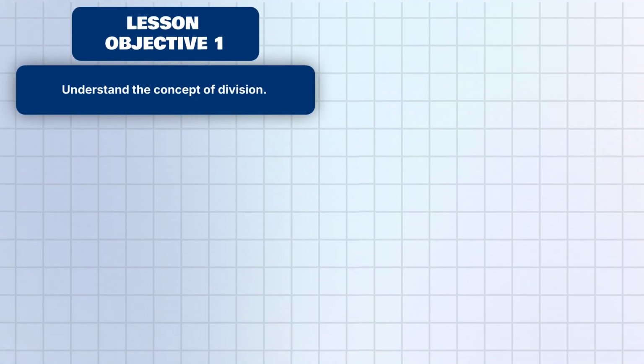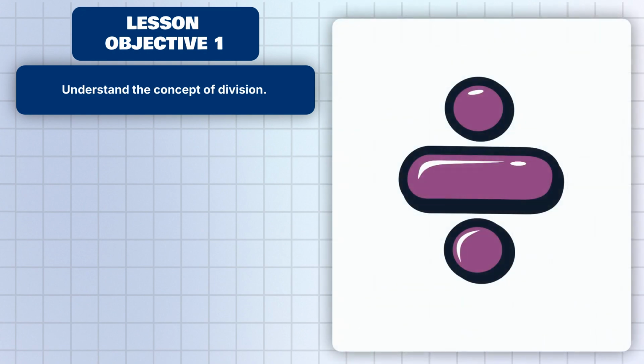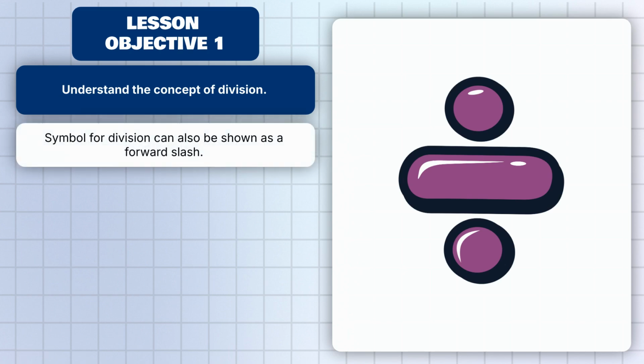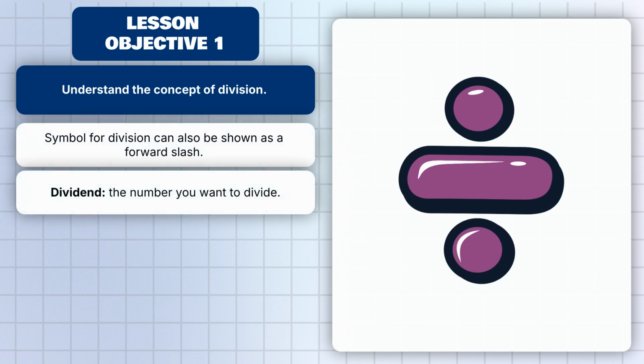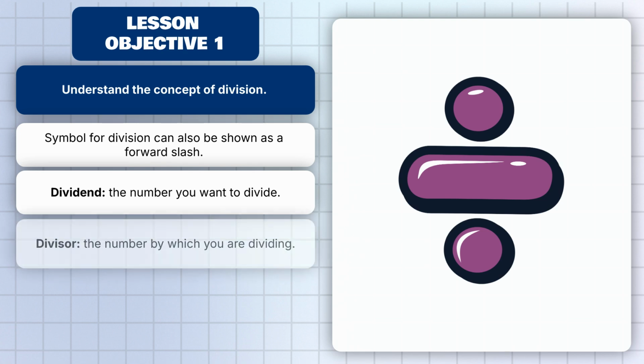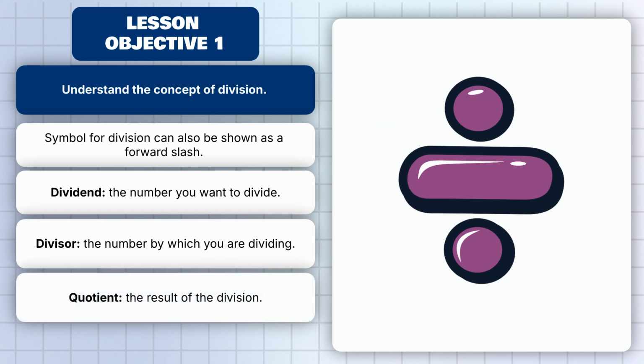Let's now introduce some important terms and symbols related to division. The division symbol looks like this. It can also be shown as a /. The dividend is the number that you want to divide. In our previous example, our dividend was 10 apples. The divisor is the number by which you are dividing. In our previous example, our divisor was 5 bags. And finally, the quotient is the result of the division. So in our previous example, our quotient was 2 apples per bag.